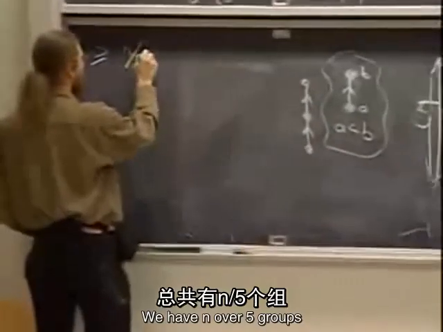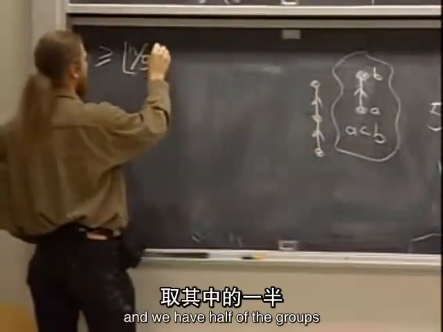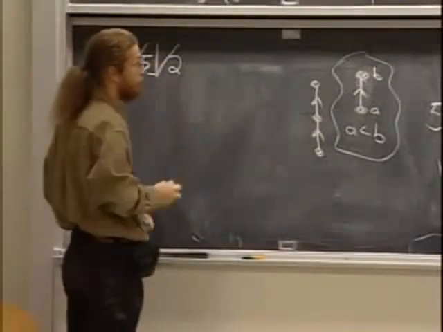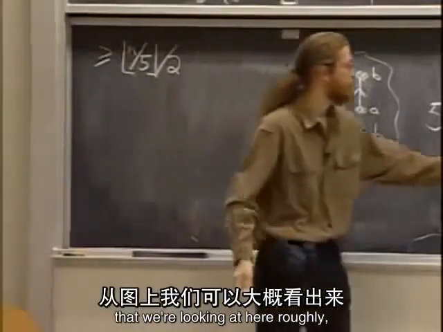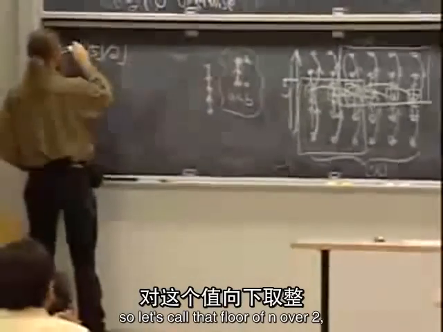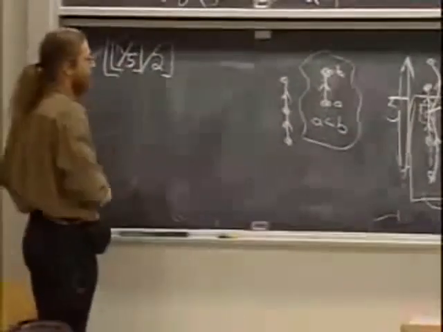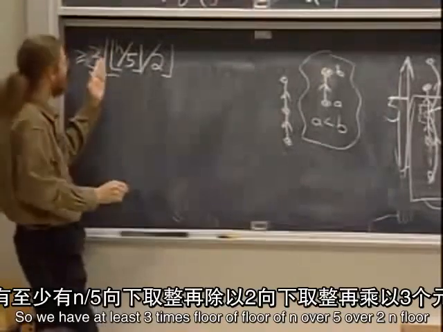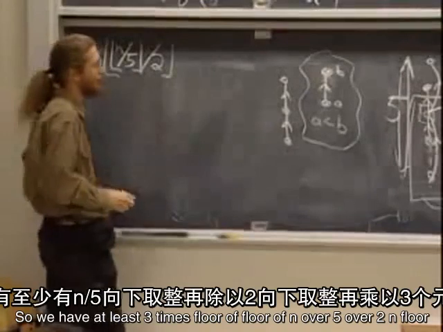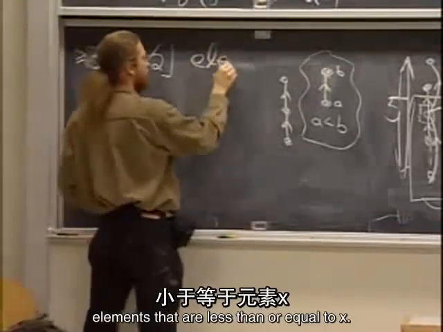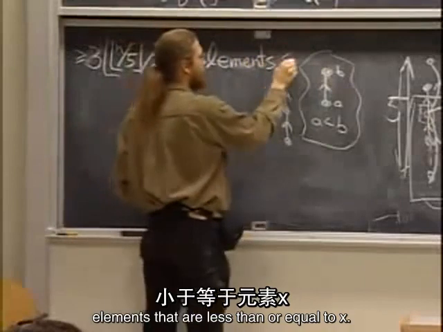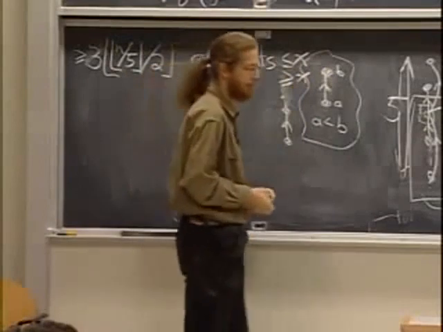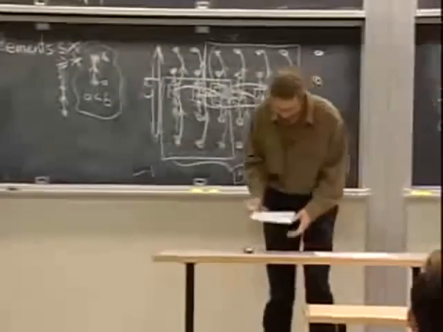we have n over 5 groups, and we have half of the groups that we're looking at here, roughly. So let's call that floor of n over 2. And then within each group, we have 3 elements. So we have at least 3 times floor of n over 5 over 2 elements that are less than or equal to x, and we have the same that are greater than or equal to x. Okay, let me simplify this a little bit more.